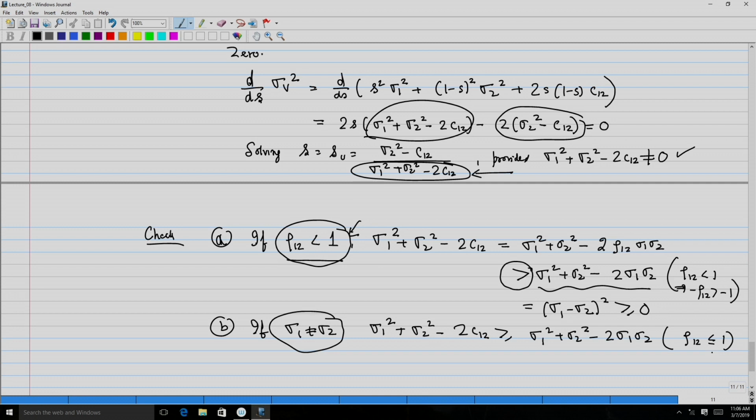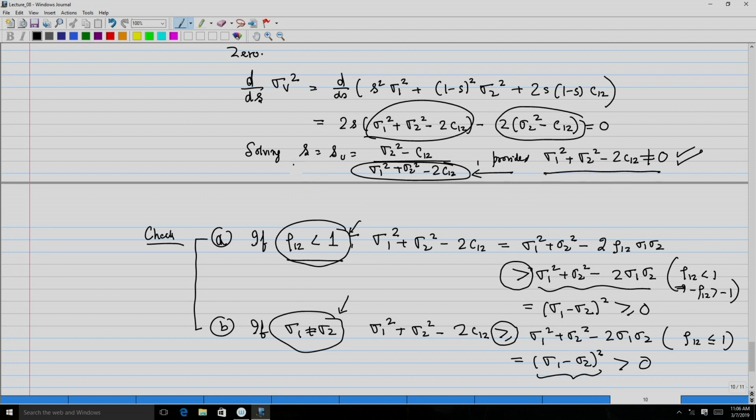Strictly less than 1 is not required, and that is the reason why I have the greater than or equal to sign here, and this is equal to (sigma 1 minus sigma 2) square, and because sigma 1 is not equal to sigma 2, this is going to be strictly greater than 0, which again satisfies this condition. So, under both the premises of the theorem, we are able to prove that yes, indeed this condition is satisfied.